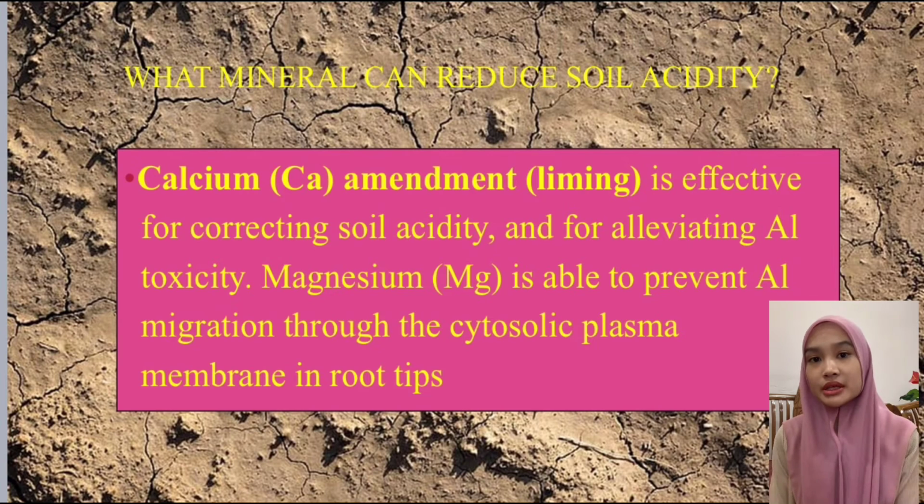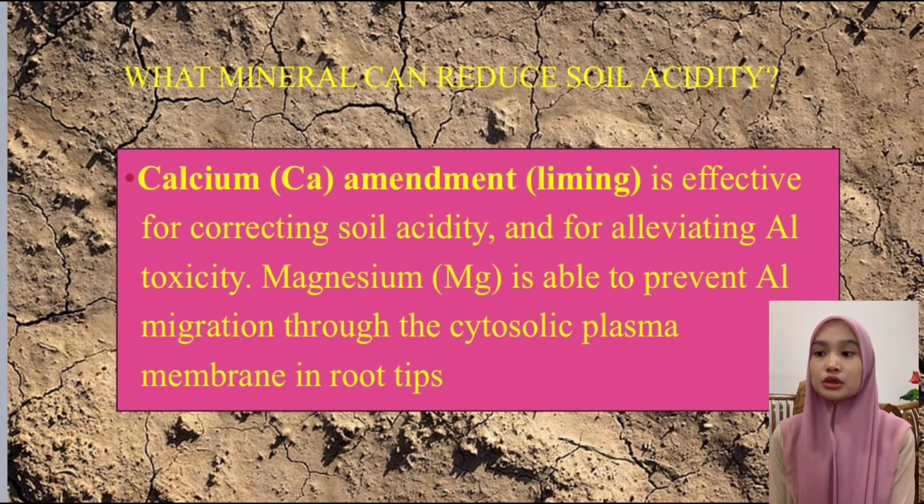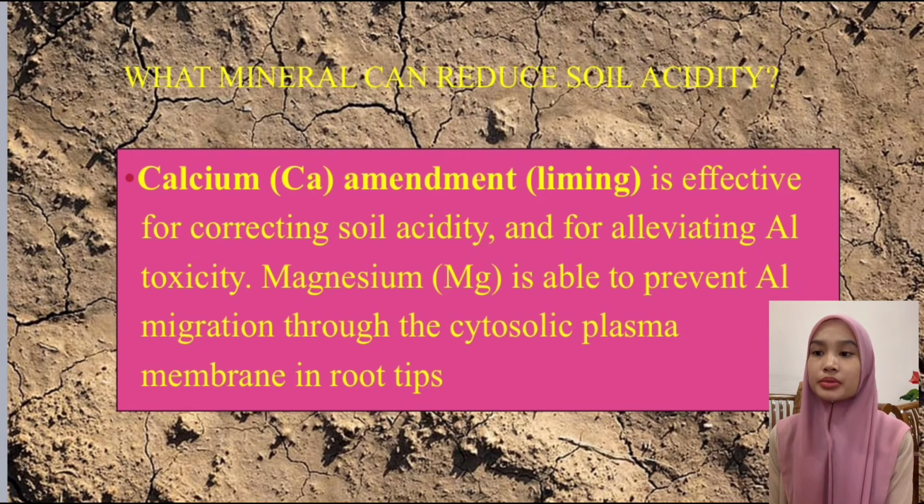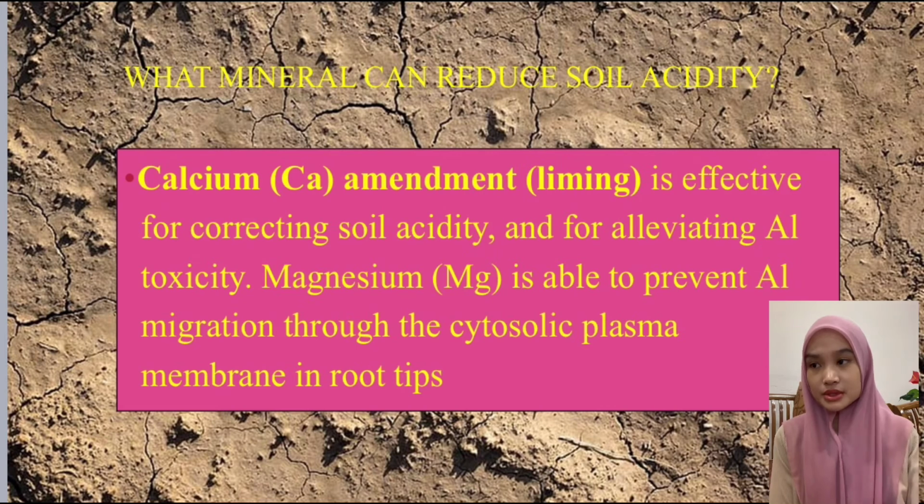What mineral can reduce soil acidity? Calcium-amended liming is effective for correcting soil acidity and for alleviating aluminum toxicity. Magnesium is able to prevent aluminum migration through the cytosolic plasma membrane in root tips.